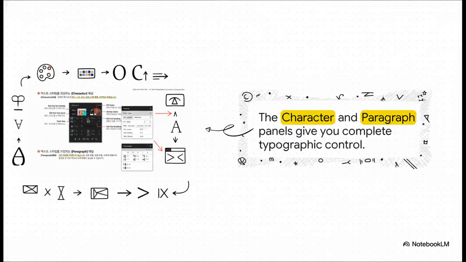When it comes to text, you've got two main control centers, and you'll usually find them on the right. First is the character panel. This is for all the nitty-gritty details. Font, size, color, the spacing between letters. Then you've got the paragraph panel, which handles the bigger picture stuff, like alignment and indentation. Between the two of them, you have total control over every single word.